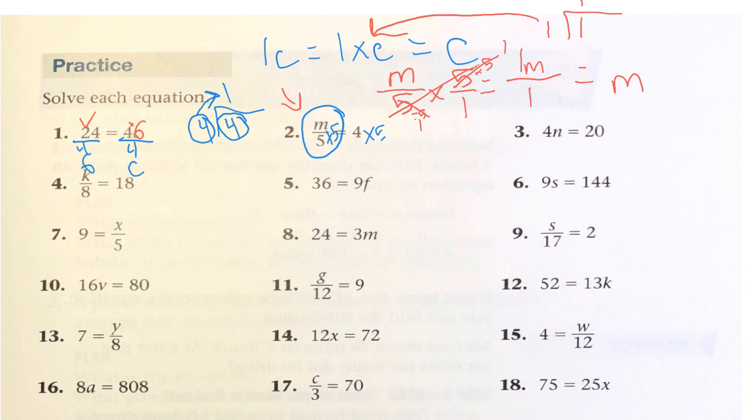So now we have m over 5 times 5 leaves us with just m, and then 4 times 5 is 20. And if we wanted to check that, we could replace the m with 20. Now, is 20 divided by 5 4? Yes, it is. So, check.